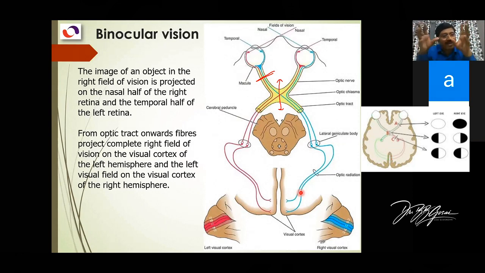The internal capsule is the fibers connecting the cerebrum to different centers. There are different parts of the internal capsule, and the retrolentiform part, which is behind the lentiform nucleus, is the optic radiation. Below the lentiform nucleus, the sublentiform part is the auditory radiation for hearing. So this is correlated. Here is the optic radiation, the fibers from the geniculate body going to the visual cortex. And the visual area is located in the occipital lobe.